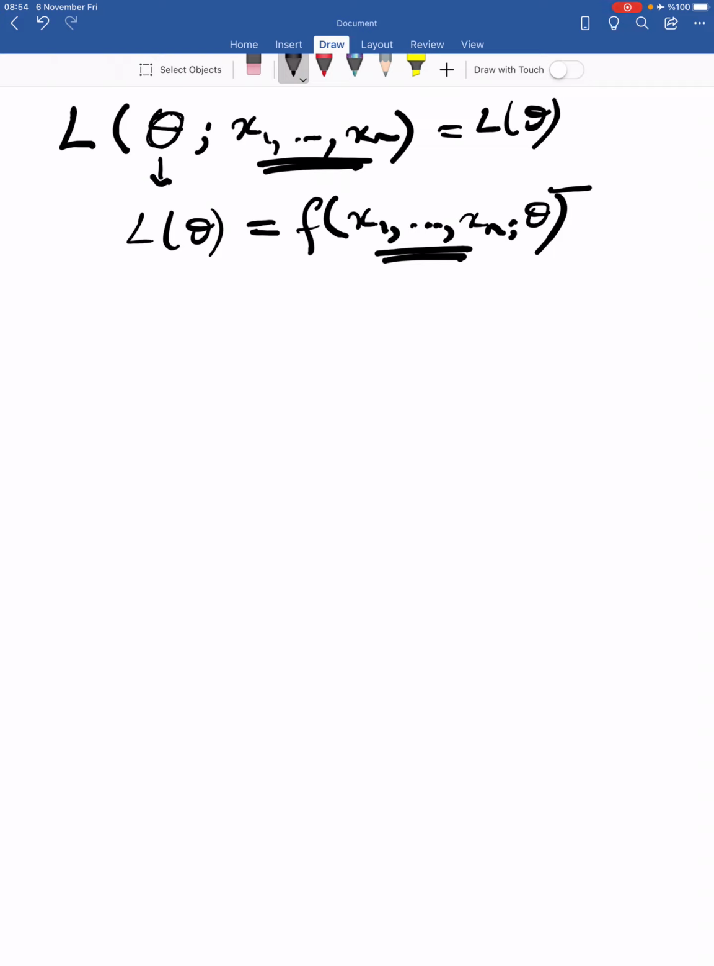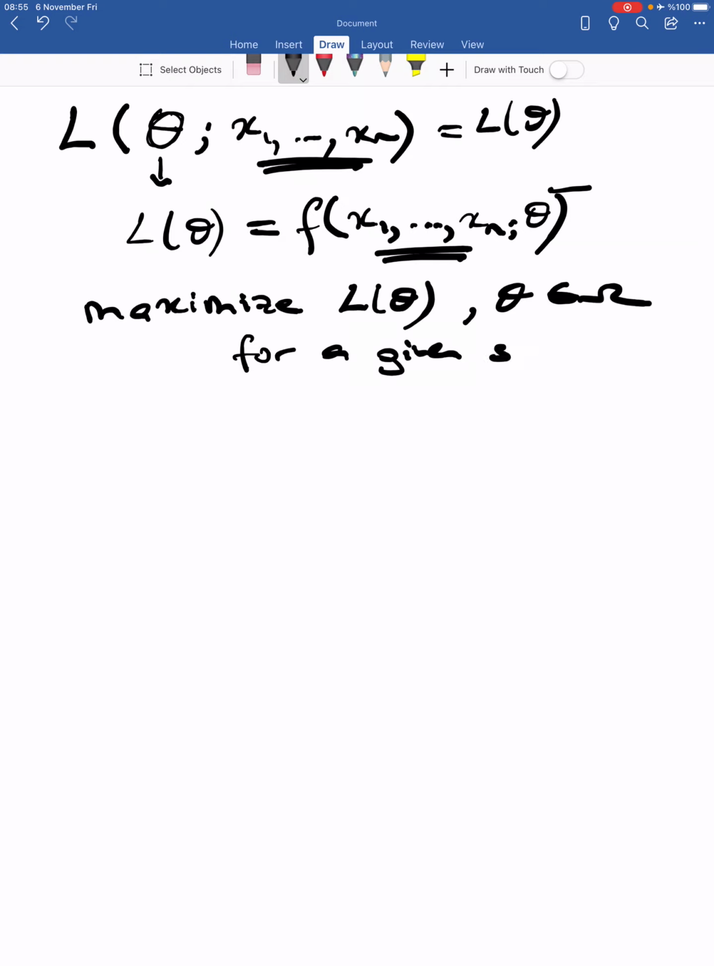And so for a given sample, if you want to find some estimator based on the sample, we want to maximize this likelihood function. So maximize L(theta) in the parameter space for a given sample. If I replace theta by some statistic, which statistic maximizes this likelihood function? We want to find that. So maximize L(theta), theta in the parameter space, solve for this, and get theta hat as the maximum likelihood estimator.